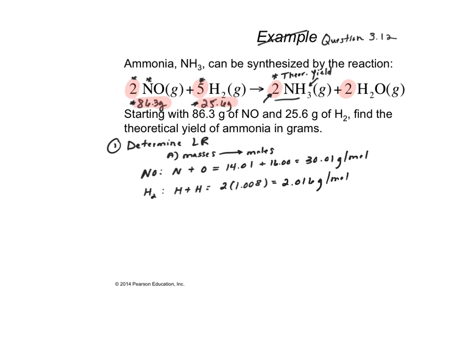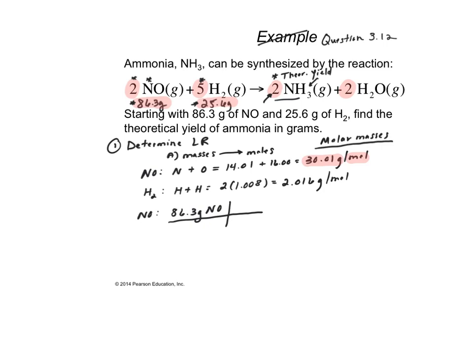Okay, so number one, we need to figure out the molar masses. So here are our molar masses of our two reactants. Now we're going to utilize that and convert our grams for each one to moles of each one, right? So again, we'll start with NO. For NO, I had 86.3 grams of NO. Now I'm going to take my molar mass, and what am I going to do with it overall here, right? If I have mass and I want to convert to moles, I know for every 30 grams of NO, that's going to get me 1 mole. So it's 30 grams for every 1 mole.